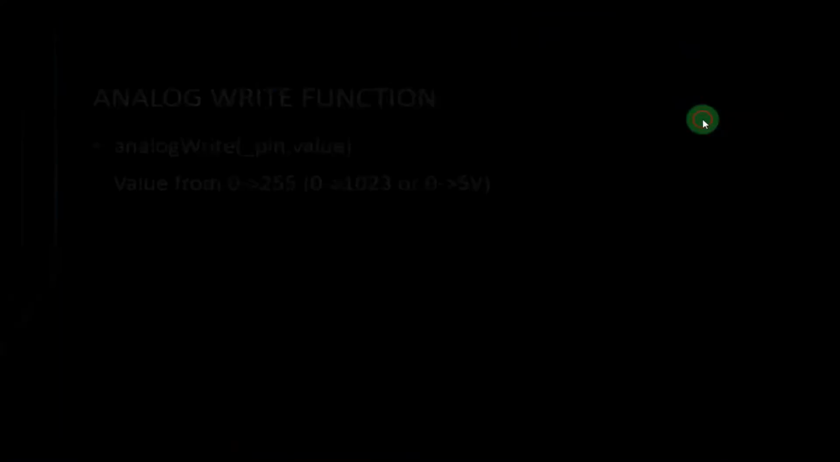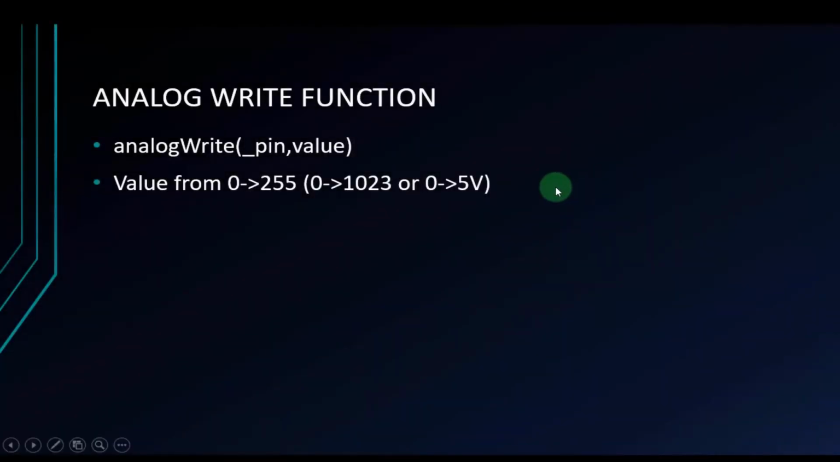This is the analogWrite function on Arduino. analogWrite has two parameters. The first one is the analog pin, that's the PWM pin, and the second is the value. The value you pass is from 0 to 255, that's 8 bits, corresponding with an analog range from 0 to 1, or you can understand it as a voltage output from 0 to 5 volts, as I said in the previous video.